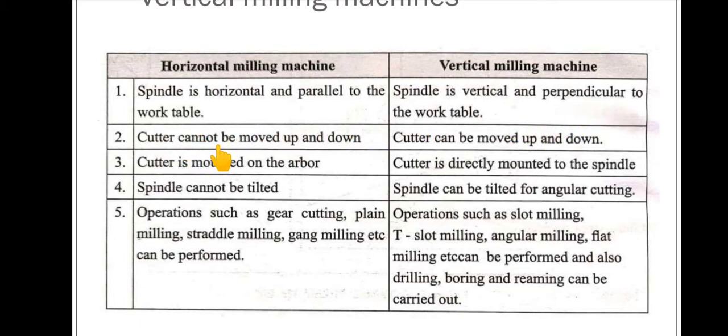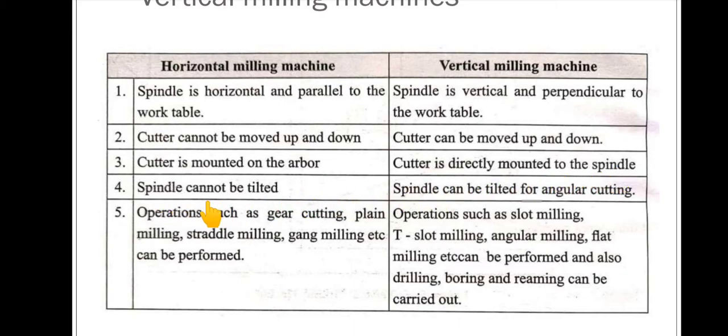Next, in the horizontal machine the cutter cannot be moved up and down. The cutter will only rotate, but here the cutter can be moved up and down. Next, the cutter is mounted on the arbor, whereas here the cutter is directly mounted on the spindle. This also I have told.